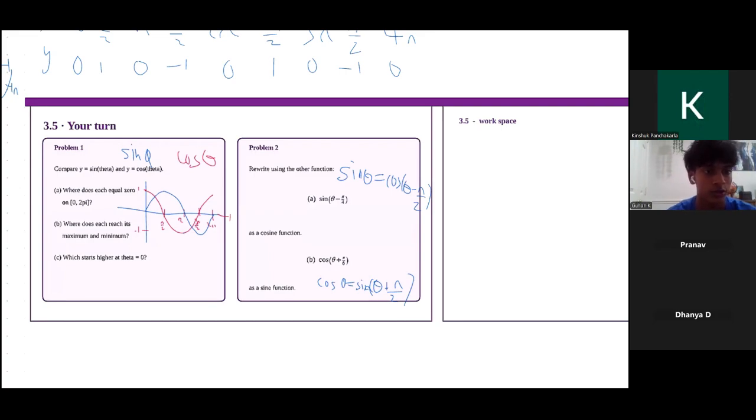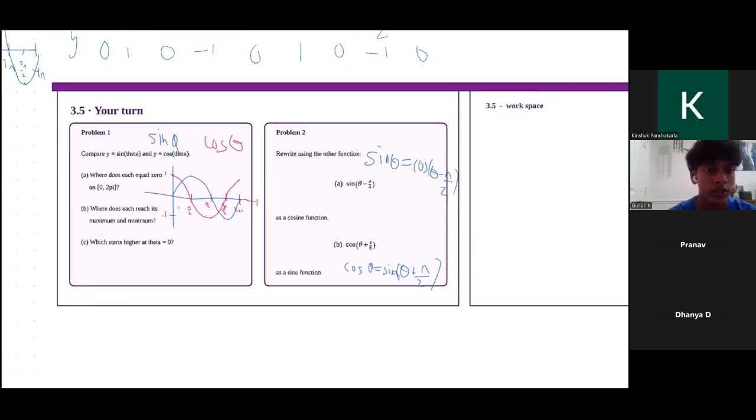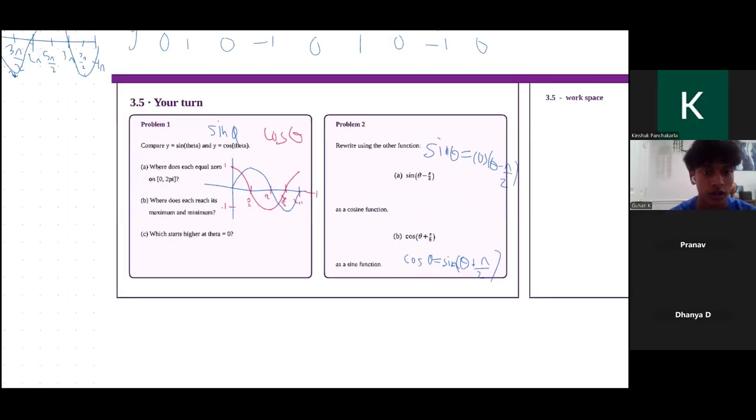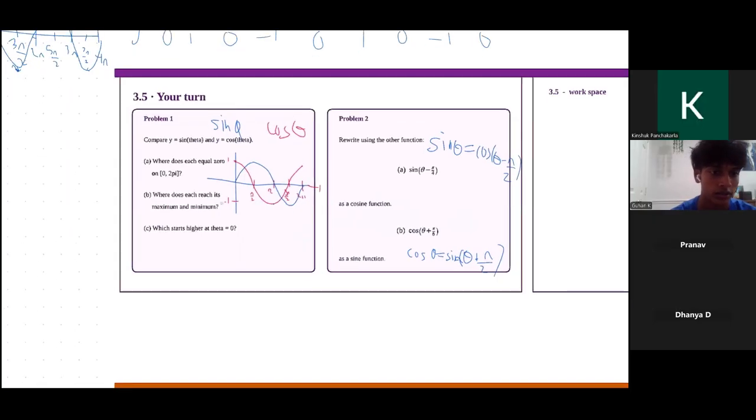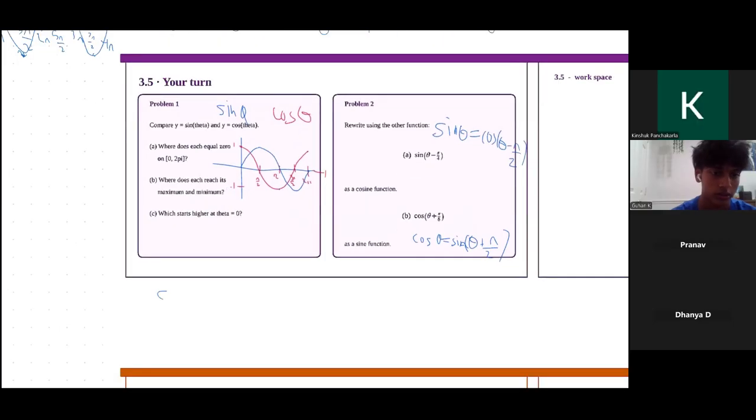Okay, let's utilize our two graphs to find the answers to the questions on problem one. Where does each equal 0 from 0 to 2 pi? Okay, first I'll do sine. Sine theta equals 0 at, and remember sine is our blue graph, so we can just look at it, 0, pi, and 2 pi.